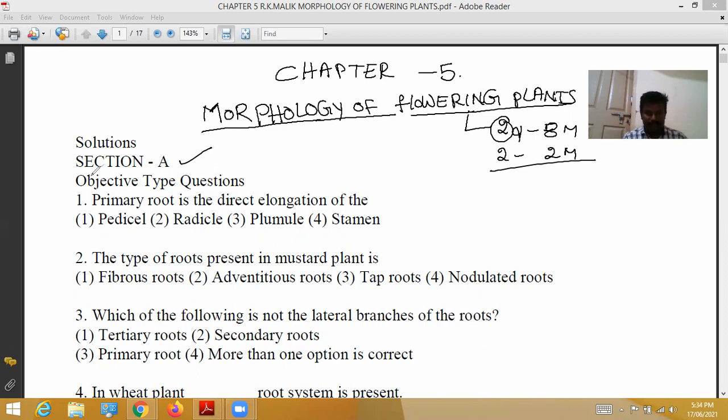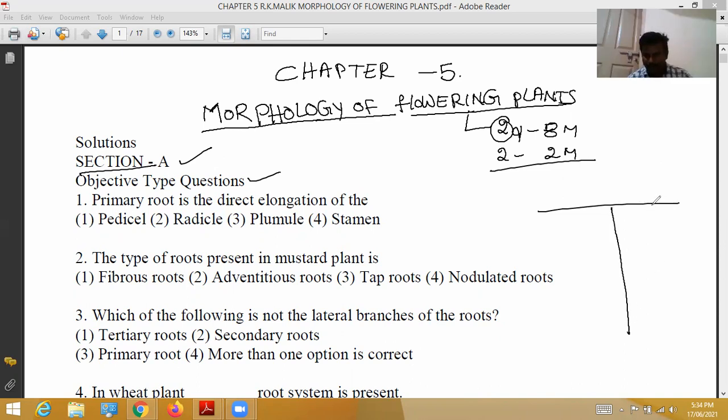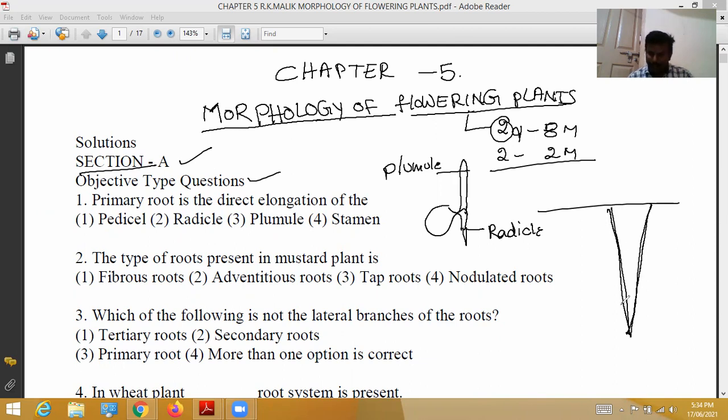First, section A, objective type questions. See, the primary root is the direct elongation of, see here, so this is the primary root. Generally, when the seed is germinated initially, the upper part gives the plumule and the lower part gives the radicle. So this radicle gradually, day by day, develops into the main root.